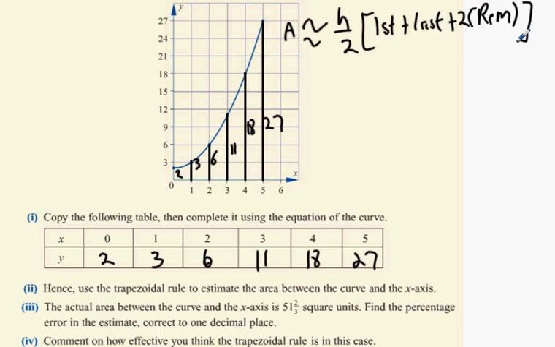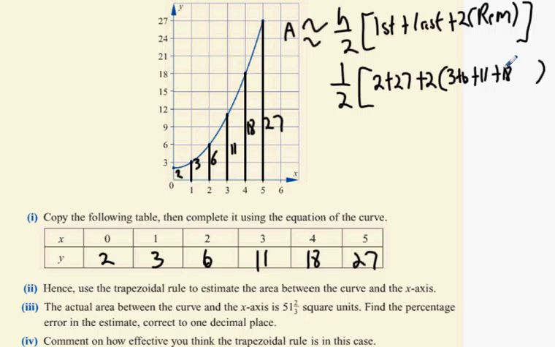So what's the h value? 1 over 2. First value? Last value? 2 times the remaining? Plus 6, plus 11, plus 18, plus, that's it. What is that answer when you put it all in the calculator? 52.5? Okay. Oh yeah, no, there's nothing wrong with the calculator.